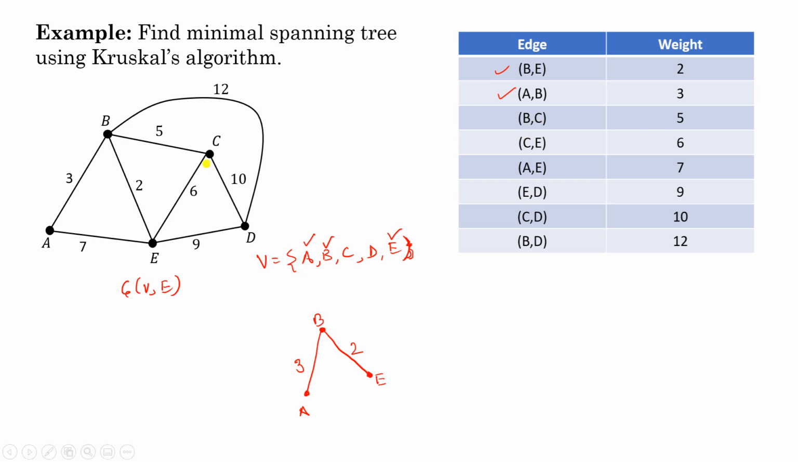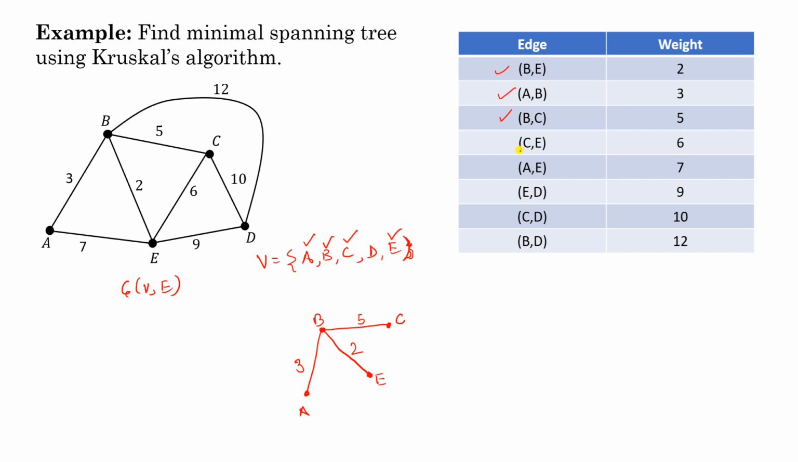Now BC, look at this BC. If I select BC, again no circuit will be formed. It means I can select this edge BC. The weight of this edge is 5. So this edge is also selected. The corresponding vertices are B and C. B is already marked. Now I have to mark C. Now only one vertex D is left.